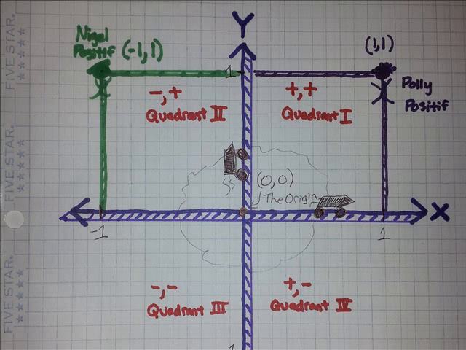I have many relatives. Nigel Positif is in quadrant 2. His x value is negative and his y value is positive, so he rode back from the origin 1 space to get to -1, then up 1 to get to 1. You'll see him at -1, 1.